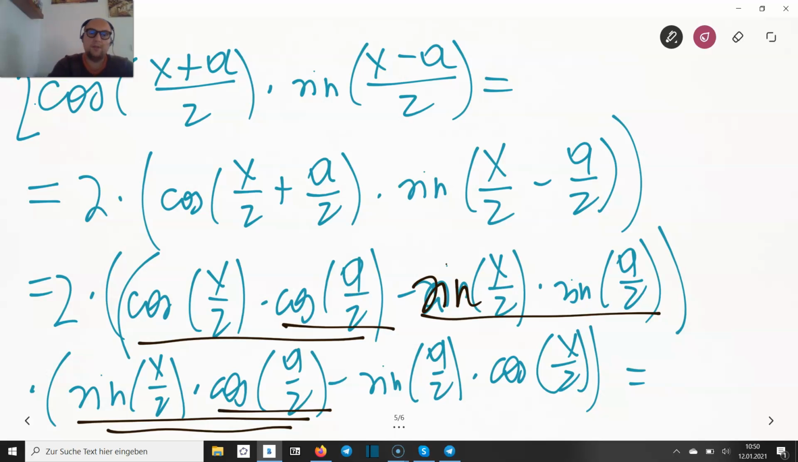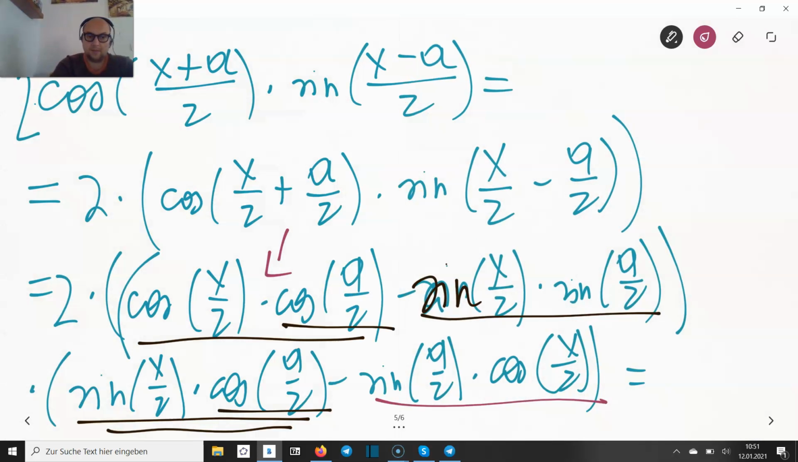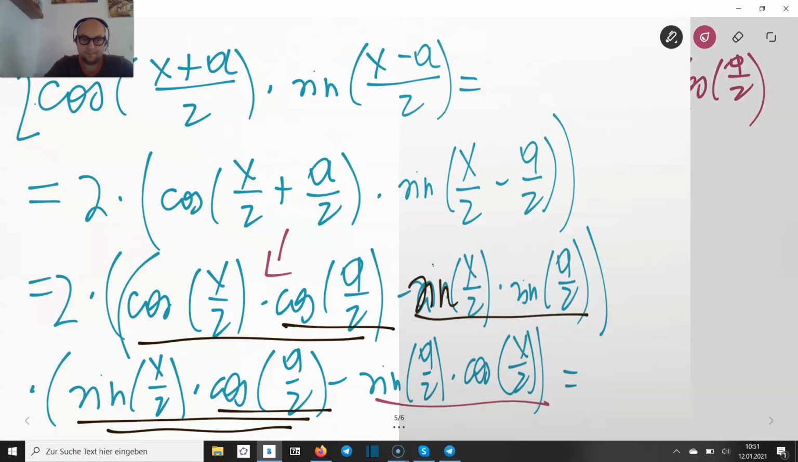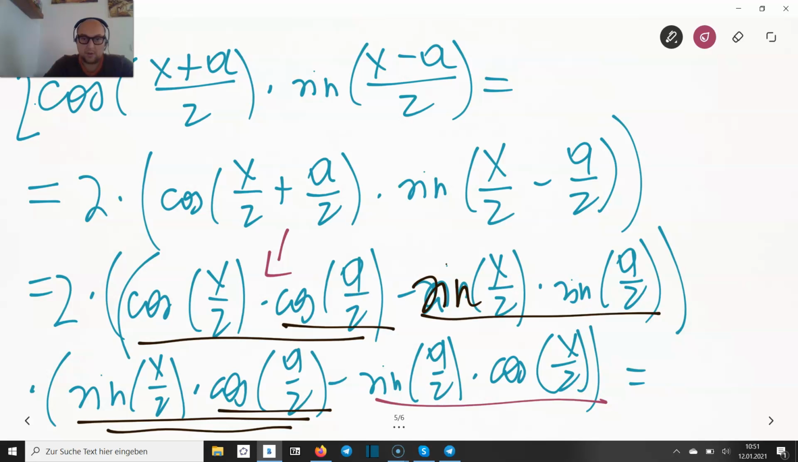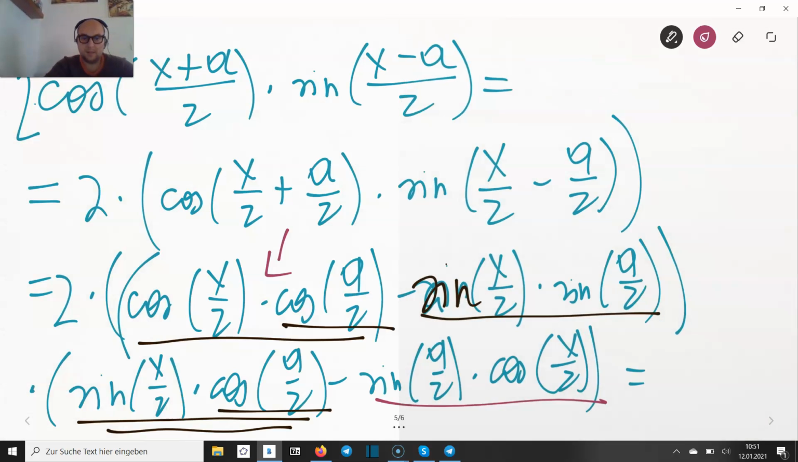What is the third? The third is we take this one times that one. What do we have in common? The cosine, and we still have minus. So we have minus cosine of what? This is x divided by 2 squared. Got it? And then cosine of a divided by 2 times sine of a divided by 2. We got it as well.